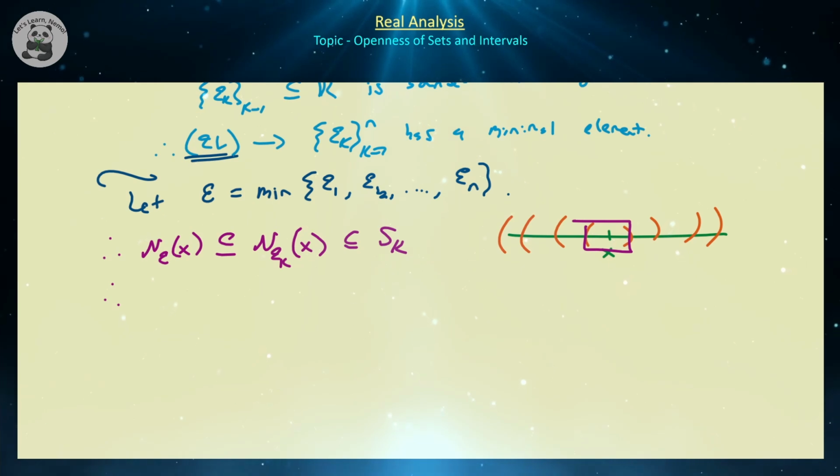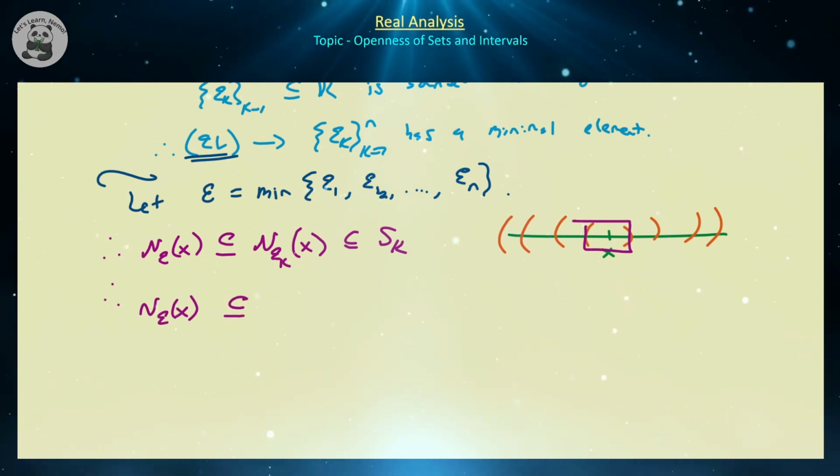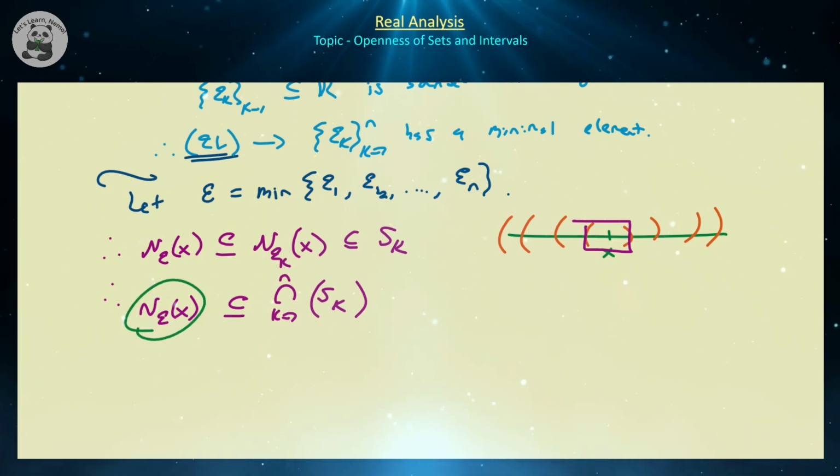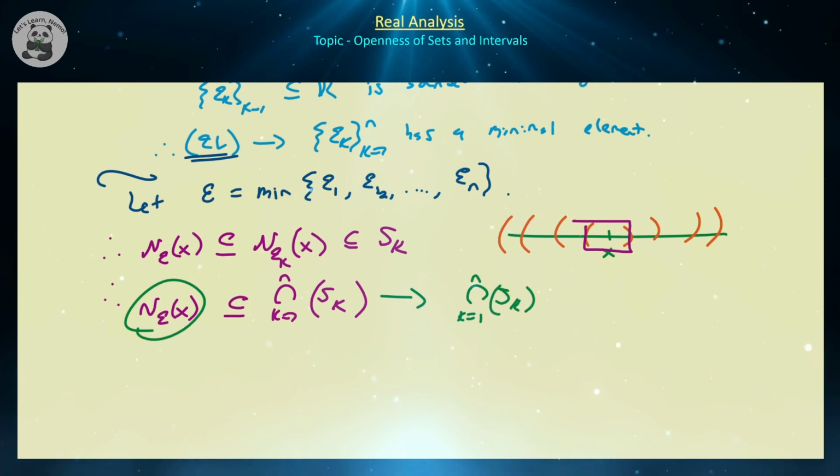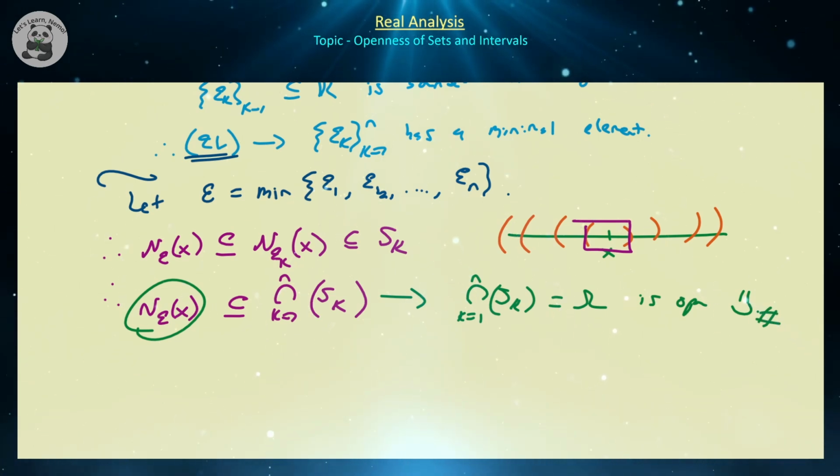If that is the case, what we have here is that N epsilon of x is a subset of the intersection from k equal to 1 to n of Sk, and since this N epsilon of x is an arbitrary open neighborhood in that intersection, that means the intersection from k equal to 1 to n of Sk, also known as omega, is an open set. Right? That's a very nice and quick proof for that.